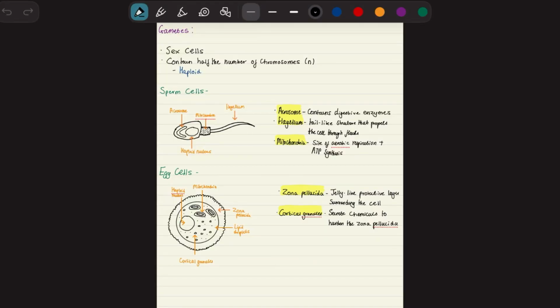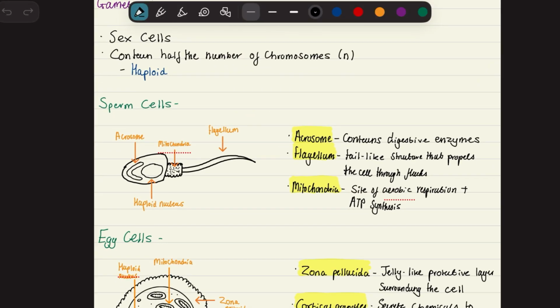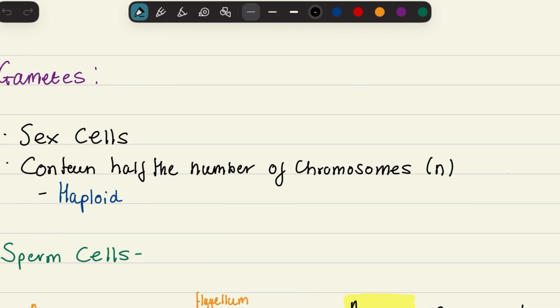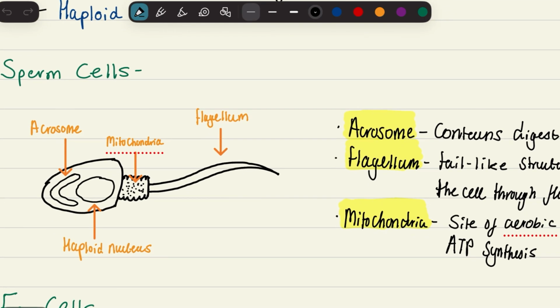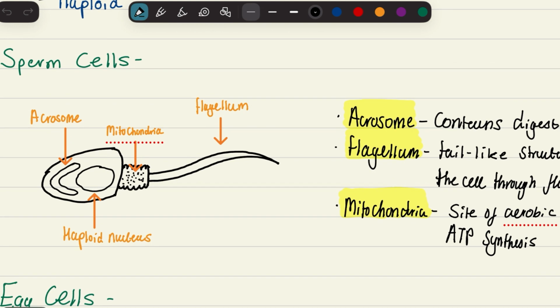Okay, so we're going to start this topic by talking about gametes. Your gametes are your sex cells, and they contain half the number of chromosomes, which we're going to denote as N, or we can say it's haploid. Your normal cells are diploid, so they contain 2N chromosomes. In a human, N is 23. Gametes can include your sperm and your egg cells. So we're going to talk about both, and then we'll link it into its function in fertilization.